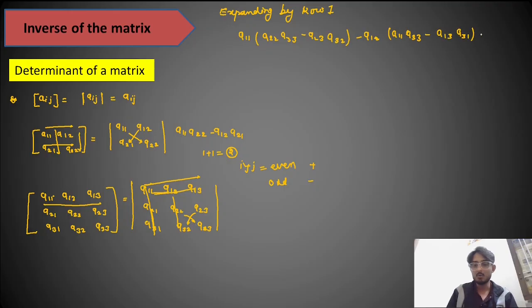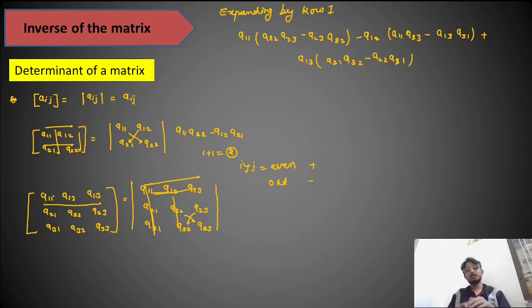Okay. Now for 1 3, 1 plus 3 equals 4. This is also an even number, so we will take the sign as positive. Then for A13, first eliminate the corresponding row and column of this element, the first row and third column. So we get A21, A22, A31 and A32. You will write A21 into A32 minus A22 into A31.